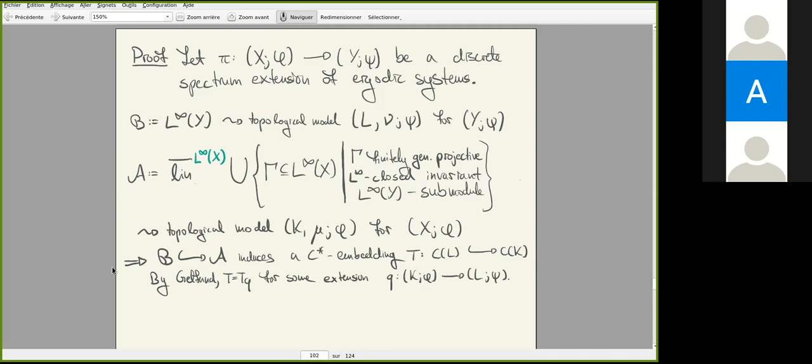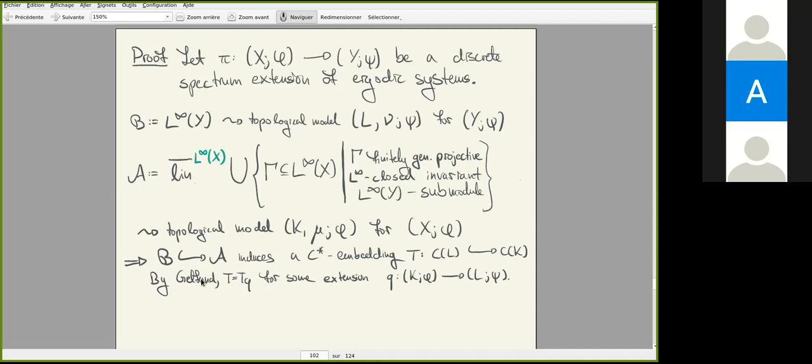And then, yeah, this inclusion between these subalgebras, because B is contained in A, because L infinity of y is in particular one of these submodules. It occurs as one of these submodules. One thus obtains a C star embedding between B and A. And on the level of topological models, this yields an embedding between C of L and C of K.